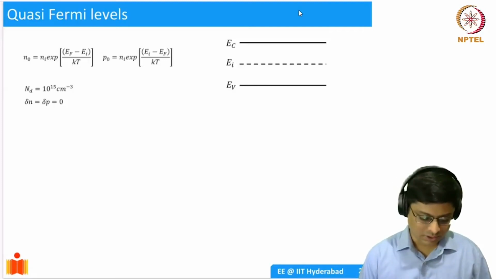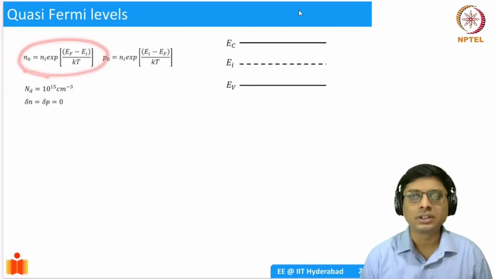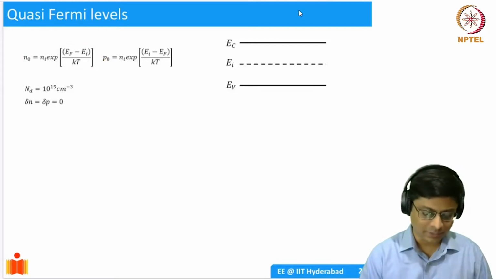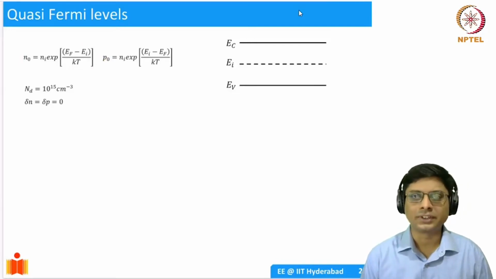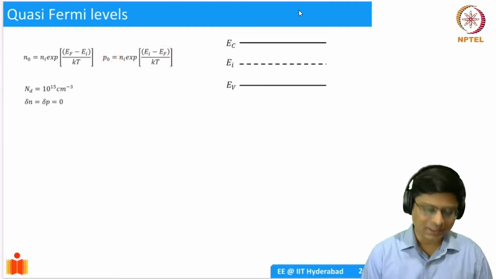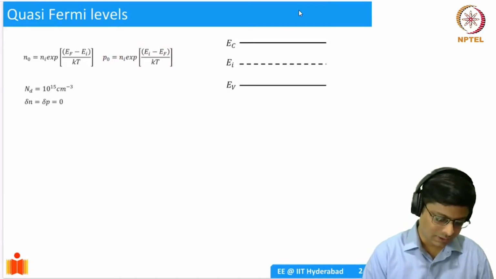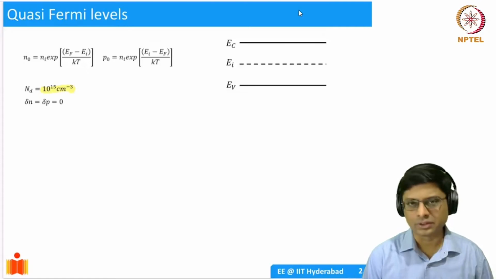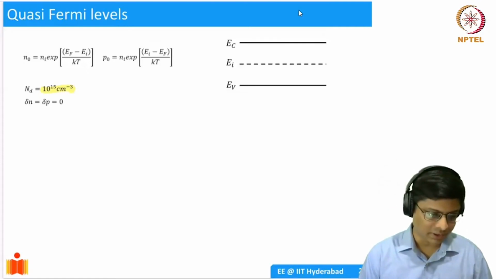Just to refresh your memory, we have seen these expressions before. N naught will be given by Ni times exponential of the distance from the intrinsic energy level, and similarly, P naught will be the same thing. Let's say you have a semiconductor which is doped with 10 power 15 dopants. Let's say it is arsenic or phosphorus dopant, so they are donors. You have an N-type semiconductor.